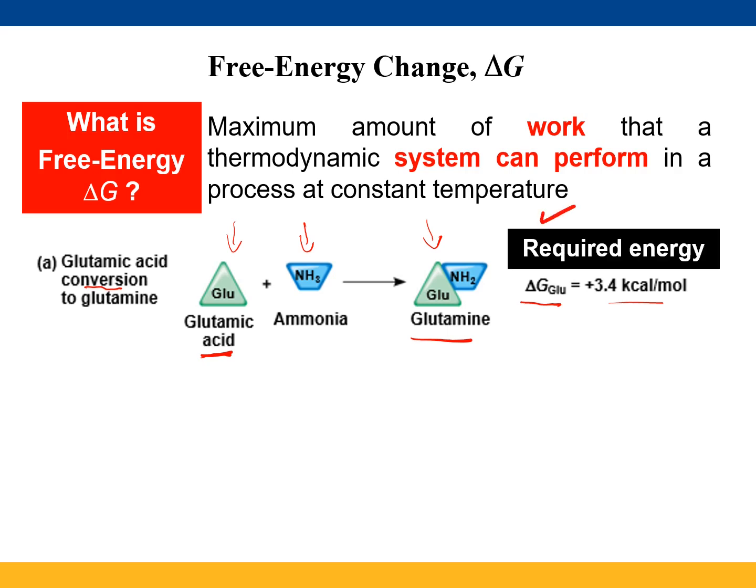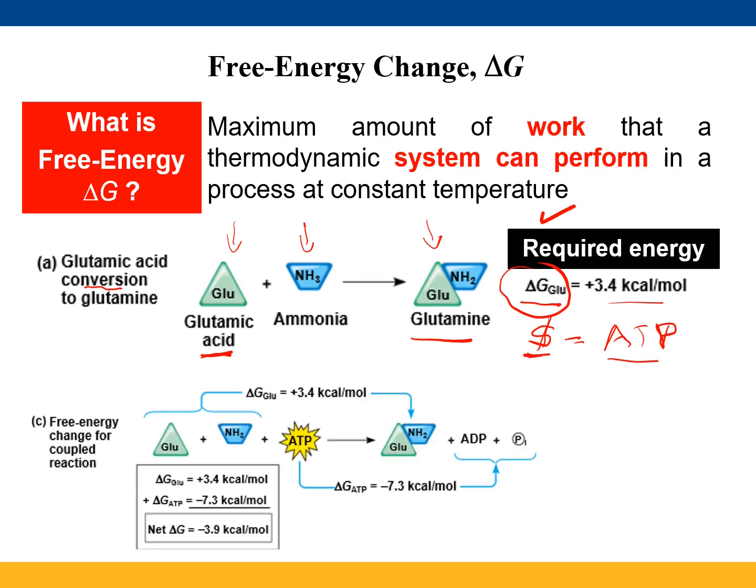In a few lectures, we will talk about enzymes and how they are able to change this delta G. However, if they don't have an enzyme, they can invest energy. In terms of energy, the coin of energy is ATP. Every time that you want to invest energy in the cell, you will use this coin that is ATP. So let me show you how it works.